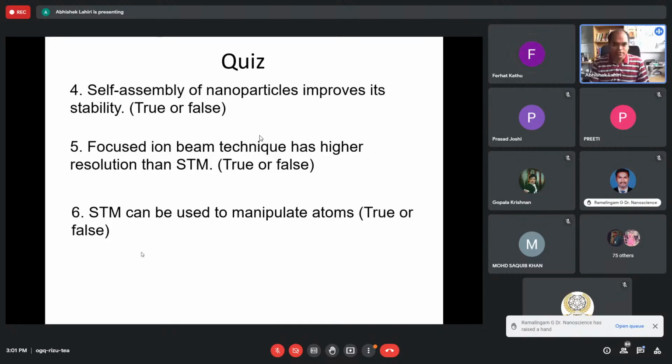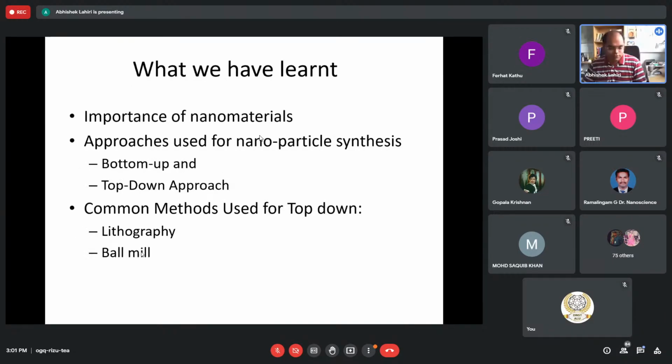Okay, so with that, we come to the end of this first hour of lecture. What we have learned in this lecture, we have learned the importance of nanomaterials. We have seen how nanomaterials are important in various fields. We have also seen that nanomaterials are all around us. Nature makes nanomaterials. Then we talked about the stability of nanomaterials, which is equally important as compared to synthesis of nanomaterials. And then we looked into the two approaches for developing nanomaterials: one is the bottom-up approach and one is the top-down approach.